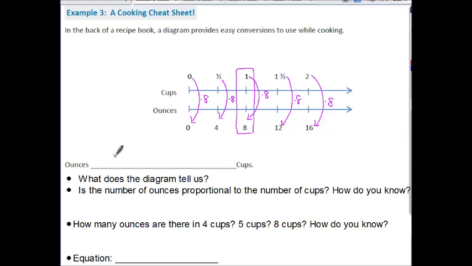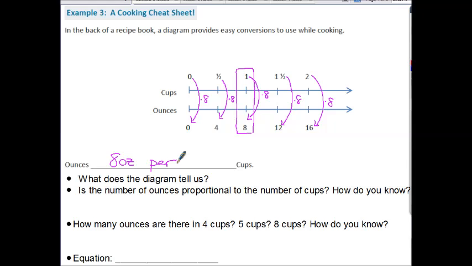So that tells us that 8 ounces per cup is our relationship. How many ounces are there in 4 cups, 5 cups, or 8 cups? How do you know? Well, if we know that every single one of our cups can be multiplied by 8 to get the ounces, we really can just multiply each of these relationships by 8. So 4 times 8, 5 times 8, and 8 times 8. So you guys can figure that one out.